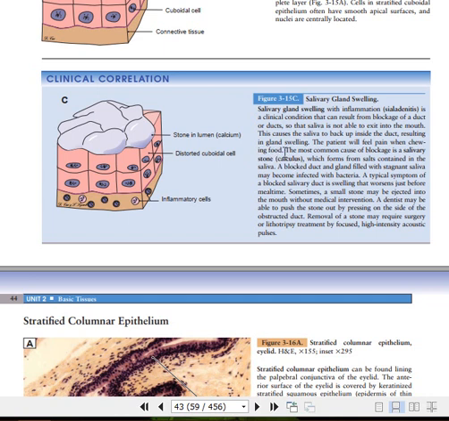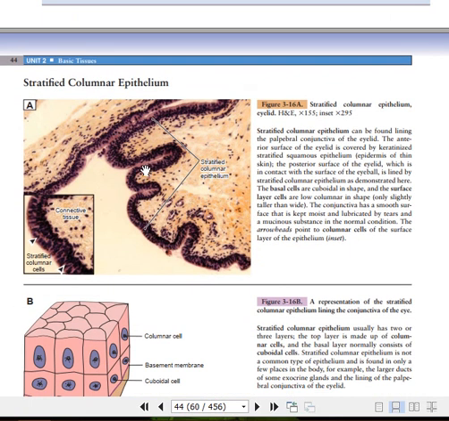So how do you visualize that stone or calculus on histology? When you have the biopsy of the salivary duct, you're going to see stones in the lumen. The cells at the apical-most layer are going to be distorted cuboidal cells, and in the connective tissue, you're going to have inflammatory cells such as granulocytes and lymphocytes. Those are the elements that you have on your histopathology.